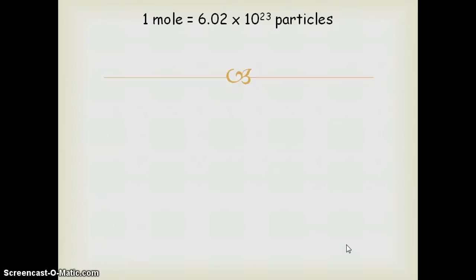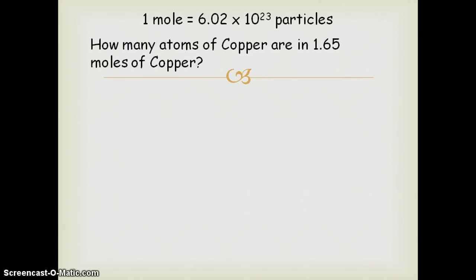And hopefully by now, you guys know that 6.02 times 10 to the 23rd is the same thing as a mole. So if you put these 2 numbers over one another, it's the same thing as having 1 over 1. It's 2 things that are equal that can be used in a dimensional analysis type problem. So here you have: how many atoms of copper are in 1.65 moles of copper?